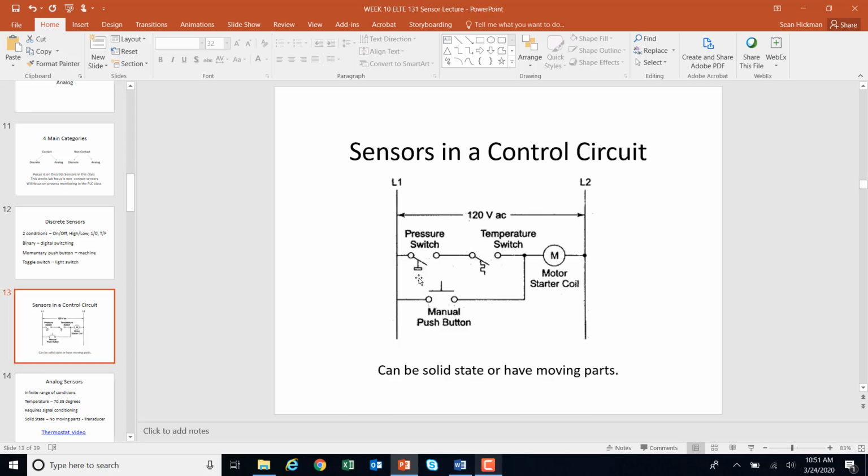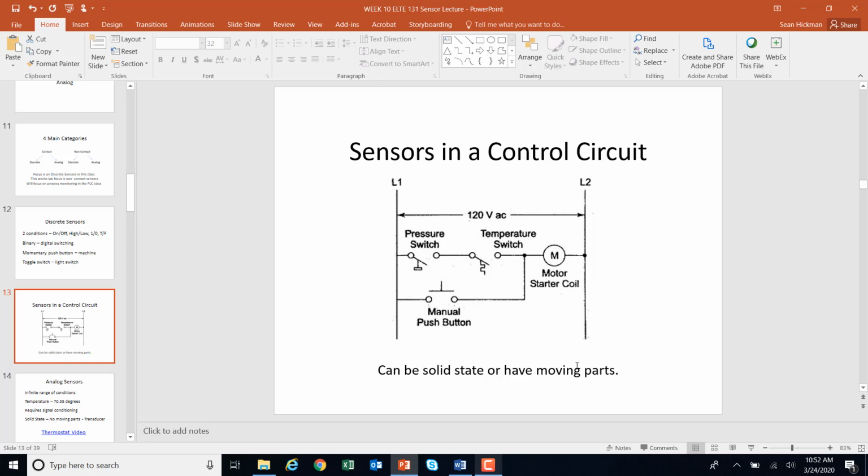How will we use sensors in a control circuit? Well, we've mentioned all these items, but our control circuits are going to start looking like this. We're going to have a pressure switch in here, or a temperature switch, and we've already done the push button. If the conditions are met on, let's say, the pressure switch, if it reaches 100 psi, it closes. So it's either opened or closed. It's digital. The temperature switch, if the temperature is met, it's either closed or open. Same as the push button, you open or close. So this is how discrete, digital sensors are going to look in a control circuit.